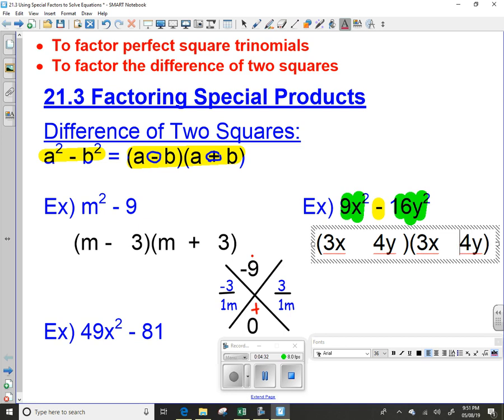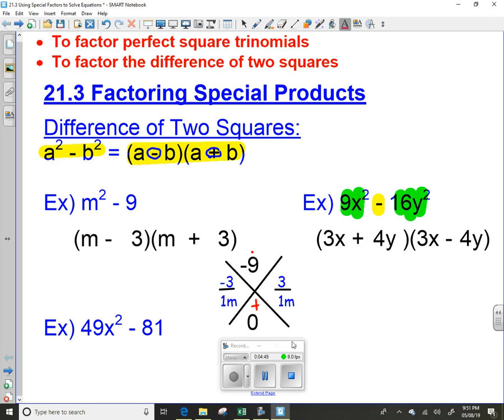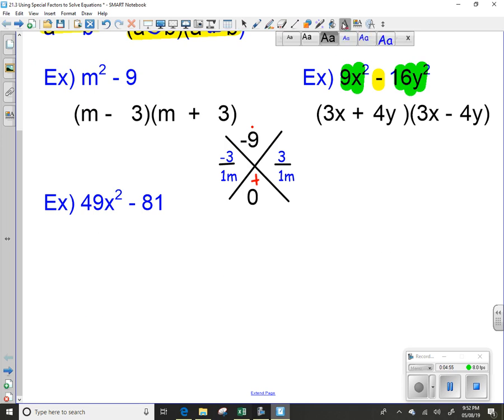And then I just have to determine my signs. In order to get a negative, I would need one of these to be positive, and I would need one of them to be negative. And there it's factored. So I think if you notice your first and last numbers are perfect square roots, it makes it go really fast instead of having to do the X method. Take a minute and pause the video and try this third one on your own.